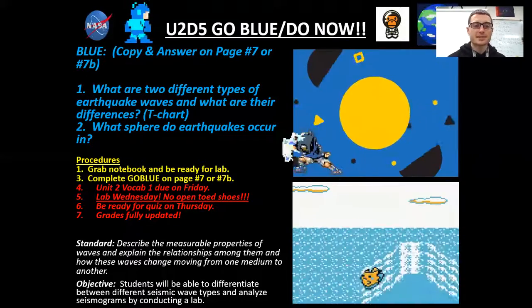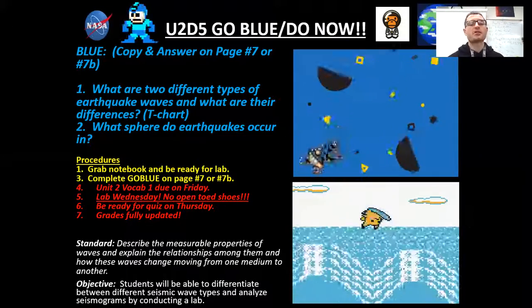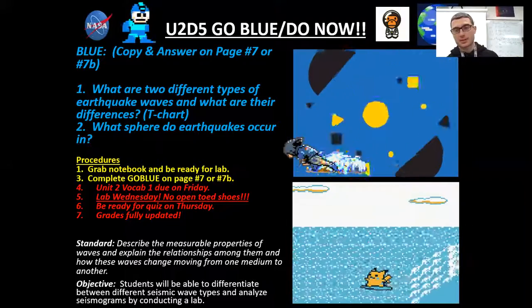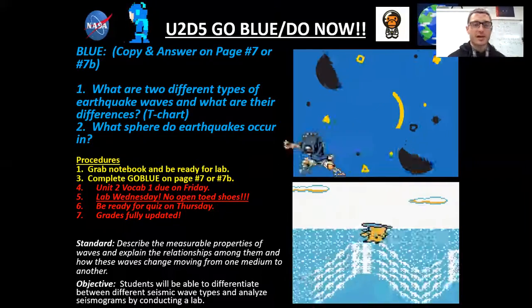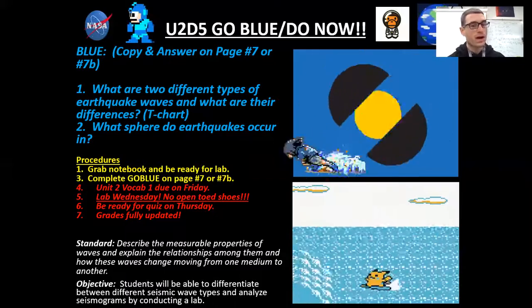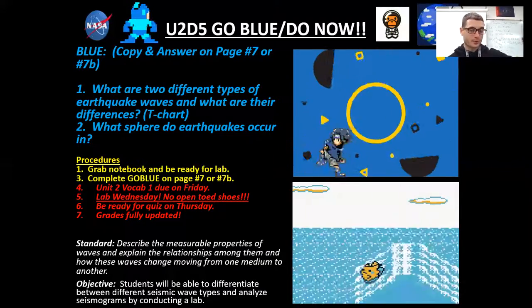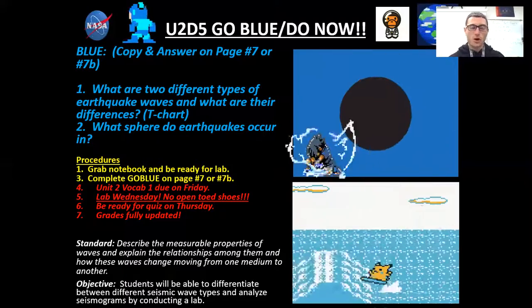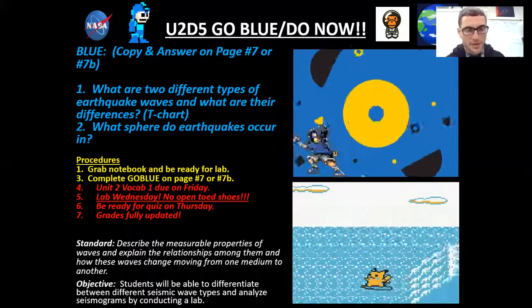Okay, and then it says here, number 2, what sphere do earthquakes occur in? Is it mesosphere? Is it asthenosphere? Is that lithosphere? Those details are found in page 4 where we wrote out all the different layers, right? And we described each one with the composition, with the density, all those things as well.